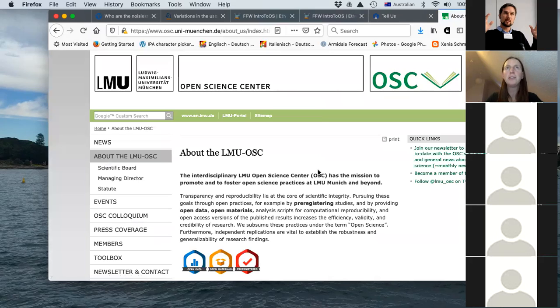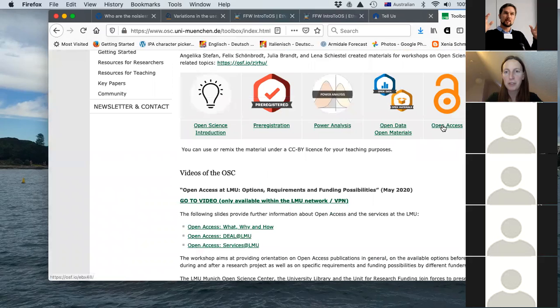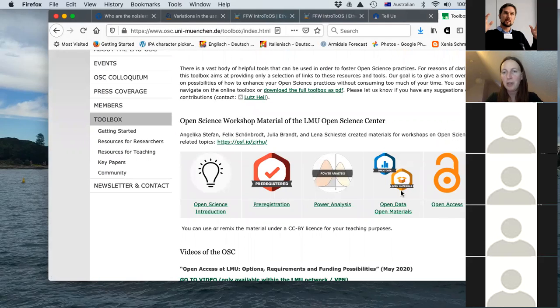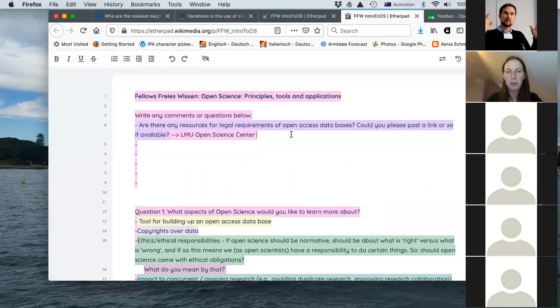Can you see my browser now? Good, yes, I'm pretty sure it's somewhere here. Maybe I will post a link to this whole page. So there is some information here about open data and open materials. I will just copy paste this link. I'm not sure how much it talks about legal requirements. So legal requirements from whose side, in terms of privacy? In terms of who can share what?